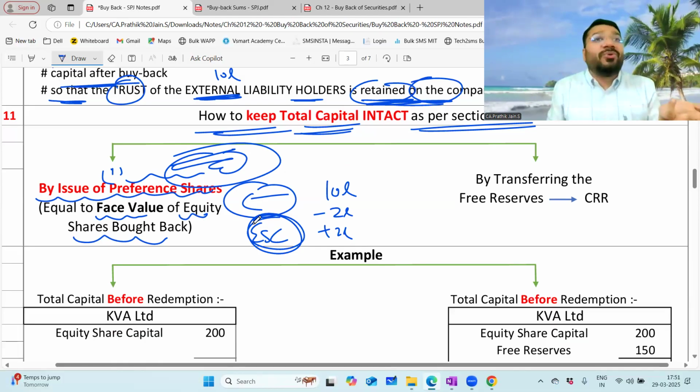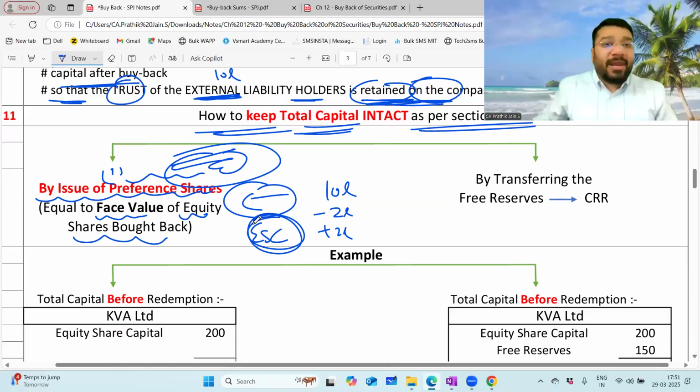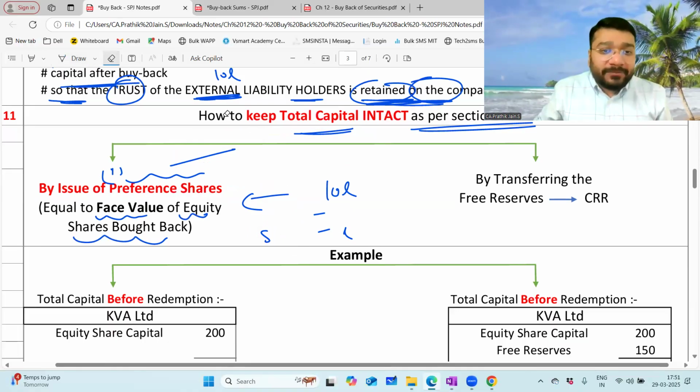So what shares can you issue? The only option is preference shares. Am I loud and clear? Online people, am I loud and clear?